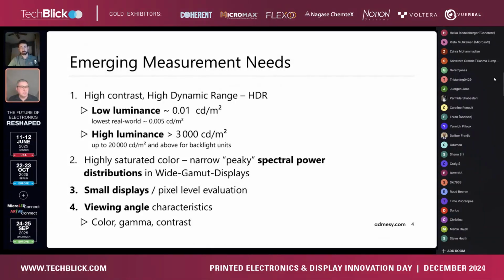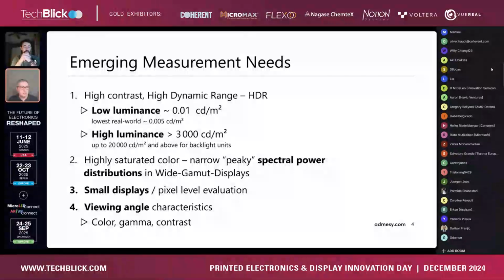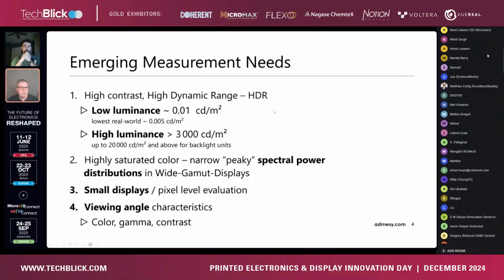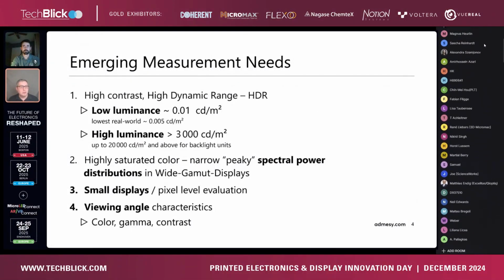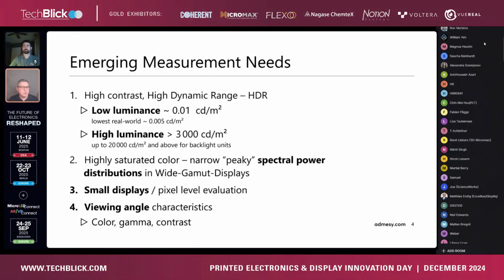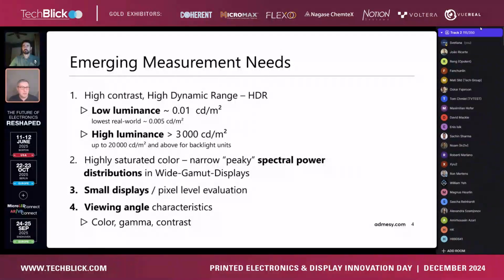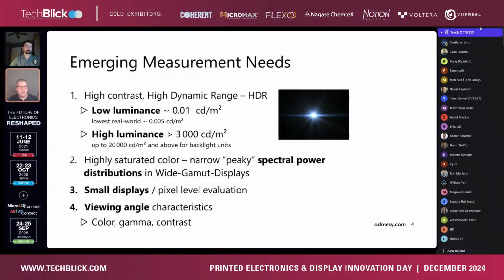They allow high dynamic range pictures with very low luminance values and very high luminance values. For low luminance values, you see displays easily going down to 0.01 candela per square meter, or a typical real-world low luminance value of 0.005 candela per square meter, but that can be even lower. If you turn off a micro-LED display, then it's basically dark and you just have the reflection of the ambient surround. The second important parameter you have to look at is the high luminance value, and that is easily 3000 candela per square meter or higher.